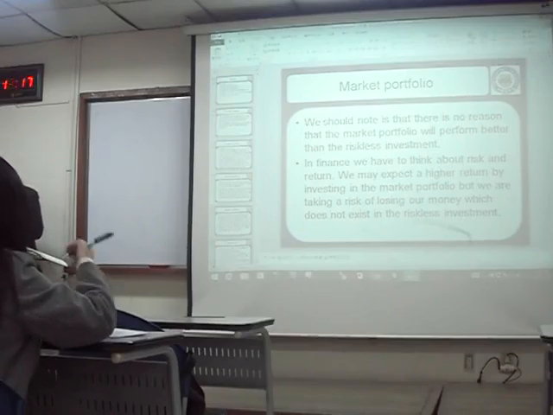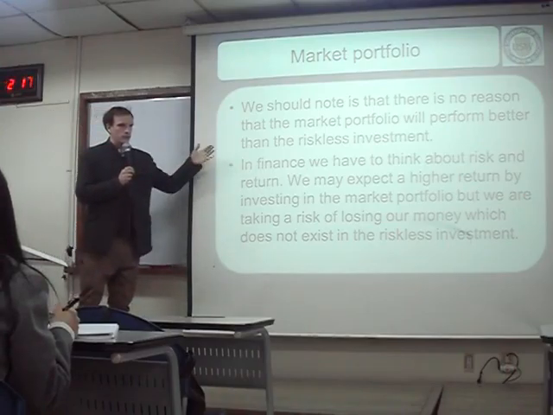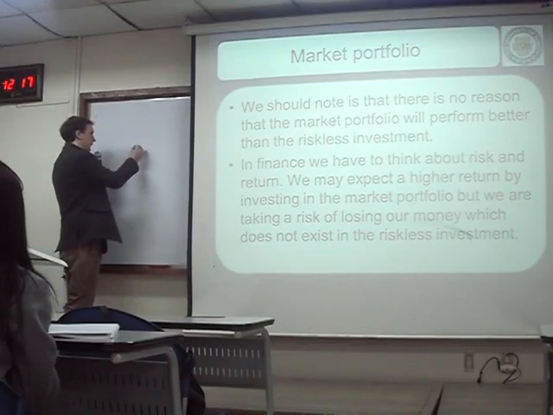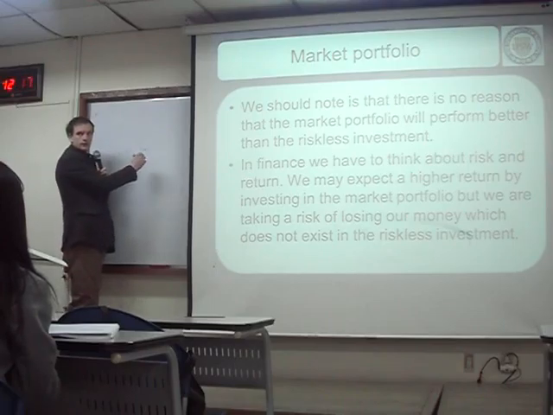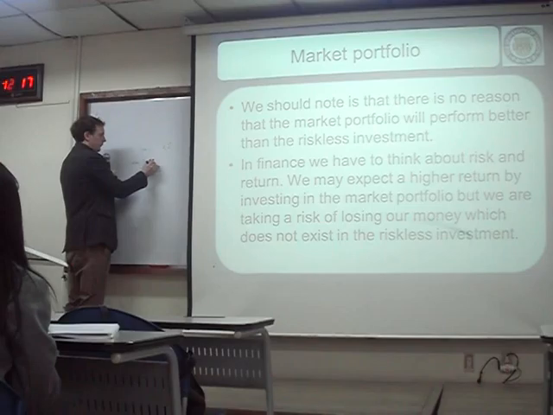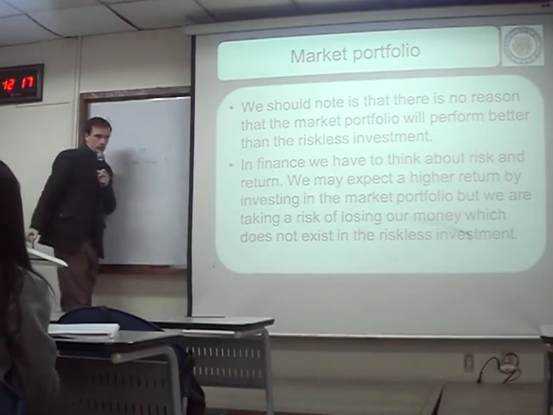Okay, so we should know that there is no reason that the market portfolio will perform better than the riskless investment. So we have the choice. We can invest in the US bond. How much will we get a year investing in the US bond? About 2%, okay? Or we can invest in the market portfolio, which we expect to get obviously higher than 2%, let's say we expect to get 8%, okay? Expected return 8%, expected return 2%, okay?